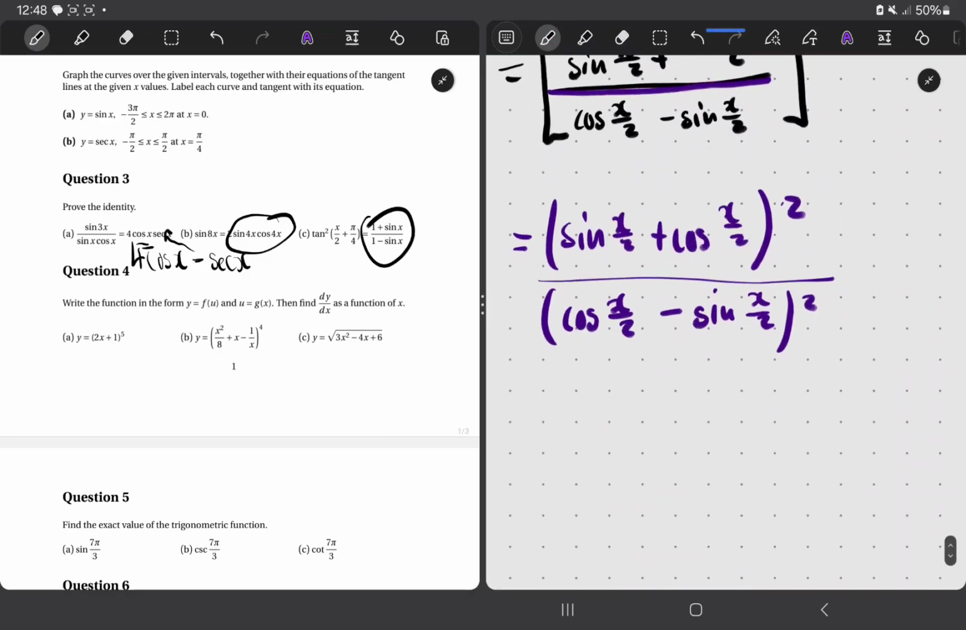So what will we end up getting? We'll now have, remember how we square things. How do you square when you have a bracket? You square the first term, so this becomes sine squared x over 2.